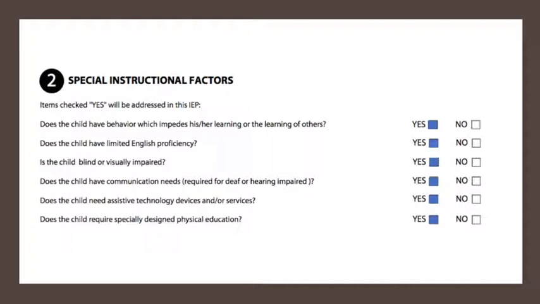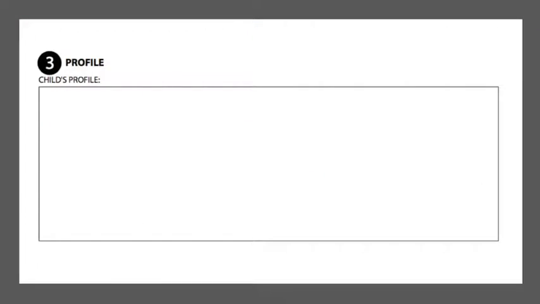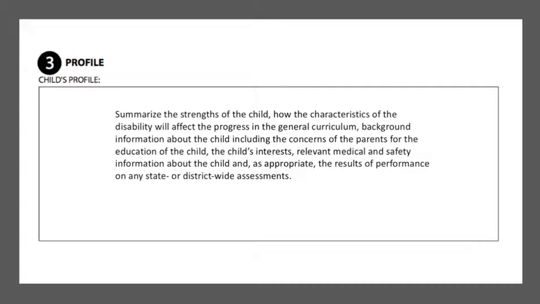All right, Section 3 is pretty general. It is the child's profile. And here we're just summarizing the child's strengths. We're looking at other concerns the parents might have. This is where you can put in additional information on child's interests, anything that's relevant medically, anything that could relate to the child's safety. This is a pretty open section.